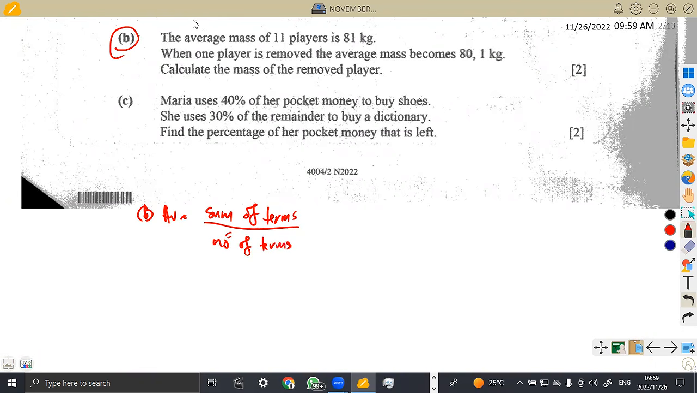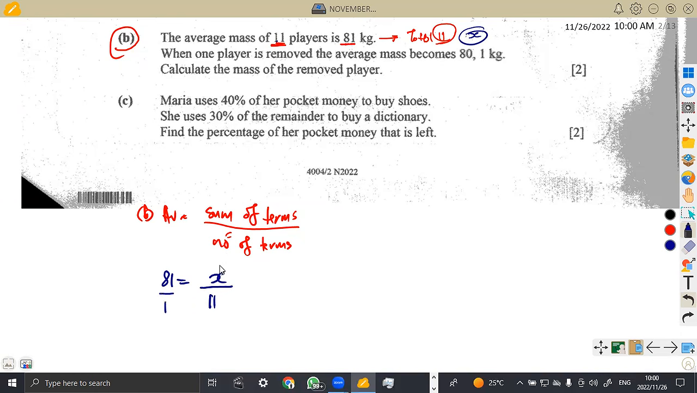So on the first condition, we are given that the average of 11 players is 81. So that means we can calculate the total for 11 players. What is the total for the 11 players? We do not know that total. So we can substitute here, the average is 81. So 81 is equal to the sum of the 11 players, which we can just refer to as X, over the number of terms, which is 11 players. So that's over 11.